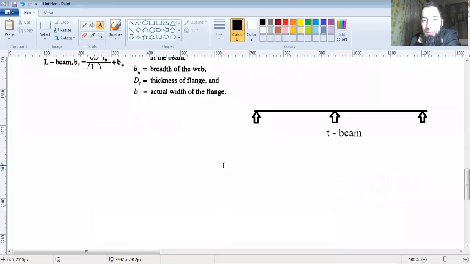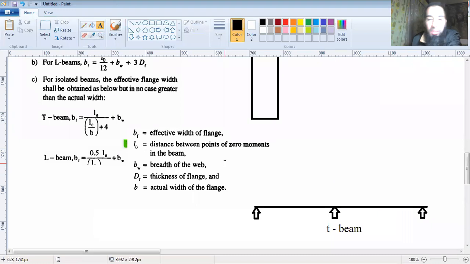Do you take it as a support? First of all, anyone who can answer? Do you take beam as a support? Yes, anyone? Is beam a support, or is column or wall a support? Does anyone have an answer? Can you take beam as a support?